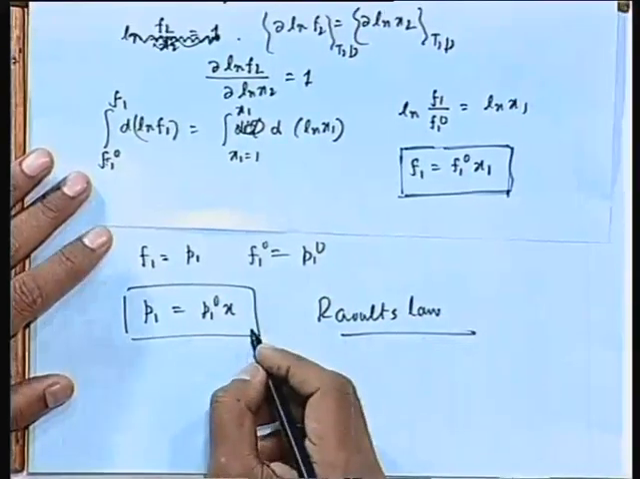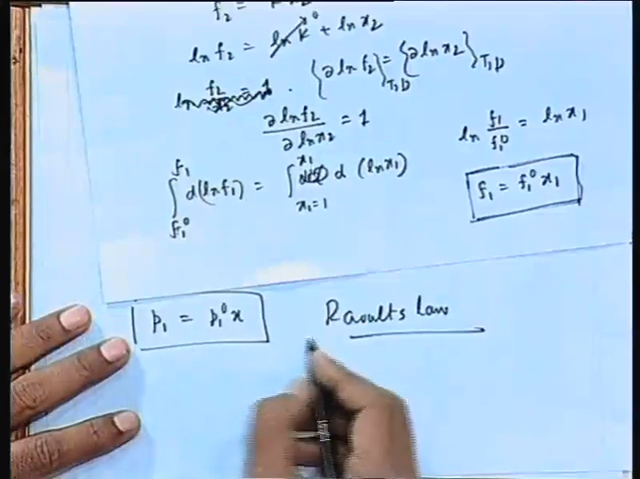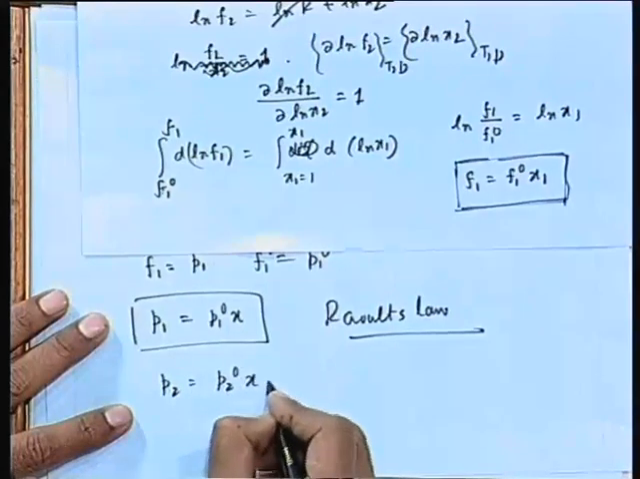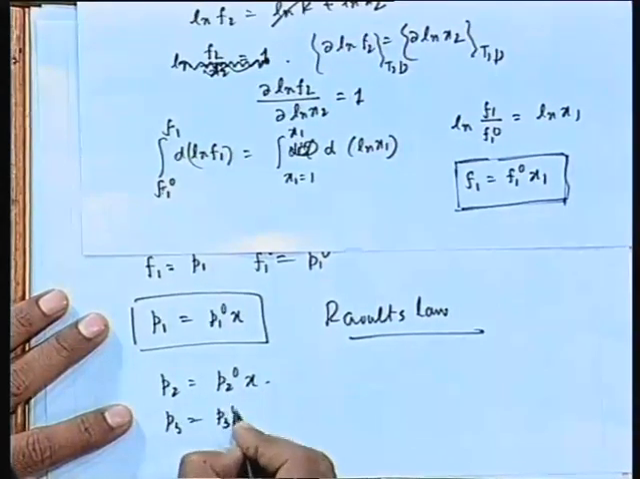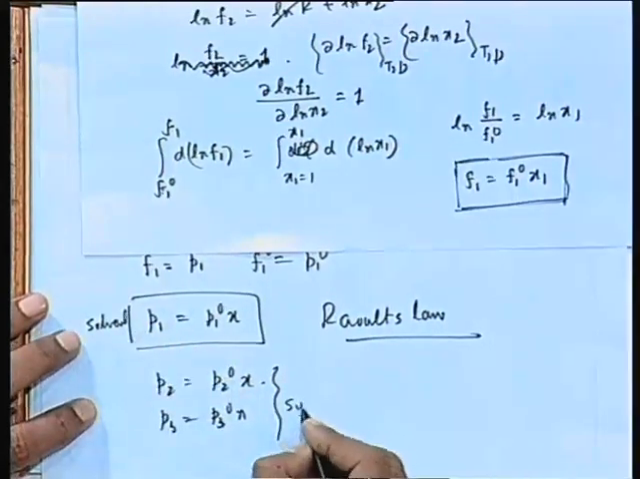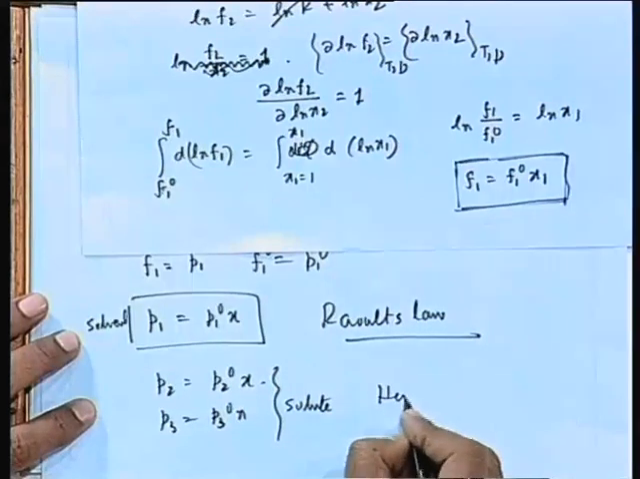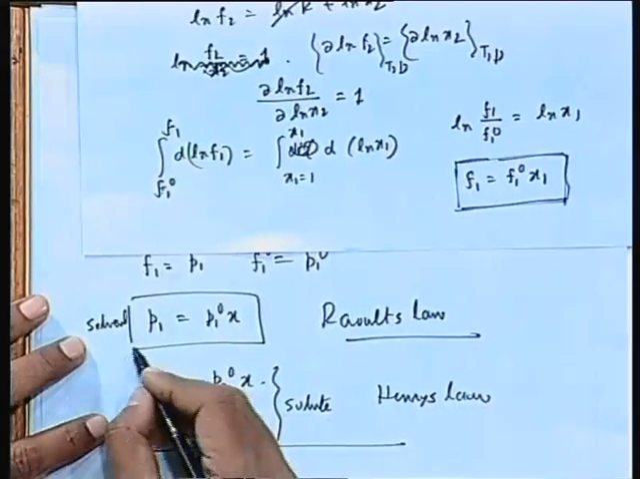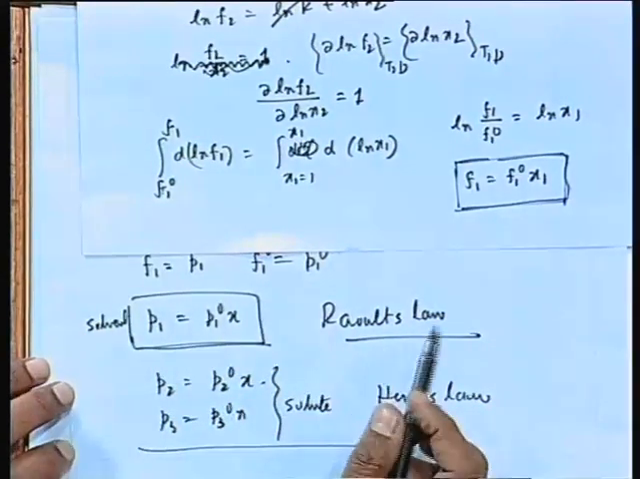So, if we compare Raoult's law and Henry's law, we see that when Henry's law is valid for a solute, Raoult's law is valid for a solvent. So, this is Raoult's law for the solvent, P1 is P1 0 into x1, and this is for the solute, the Henry's law. Whereas Henry's law is valid for the solute, the similar law valid for the solvent is known as Raoult's law.